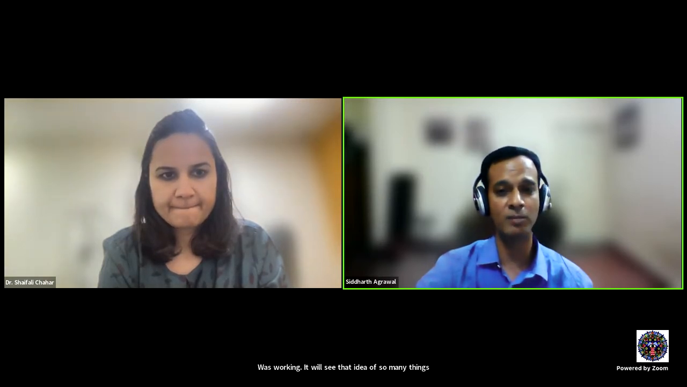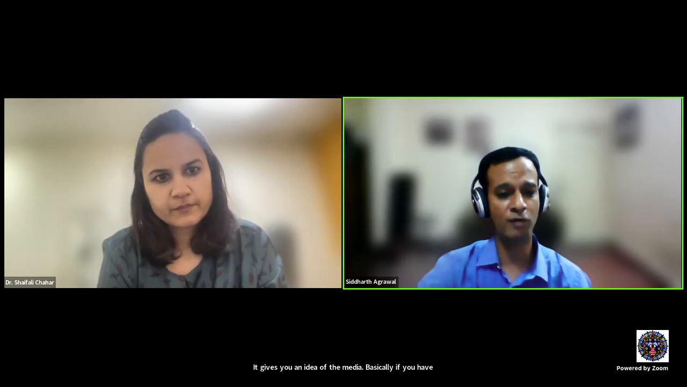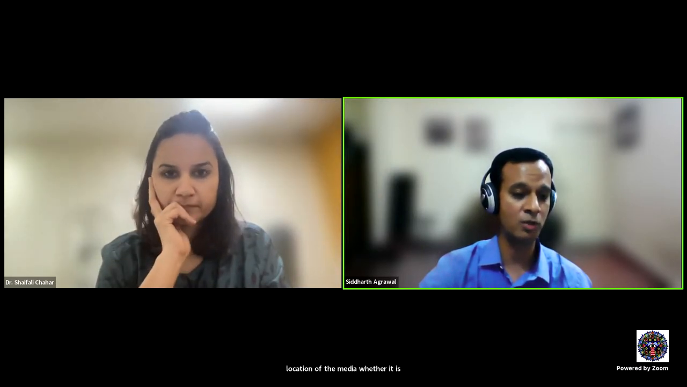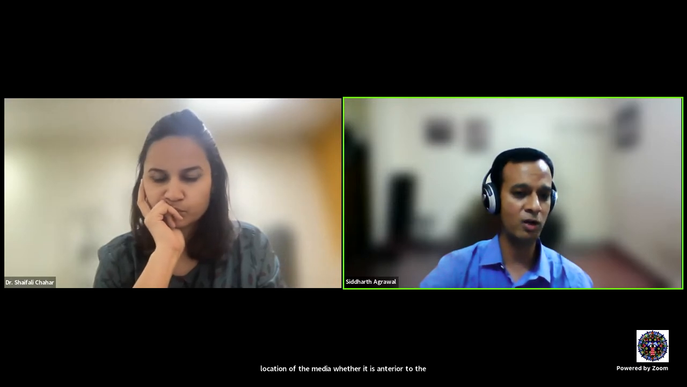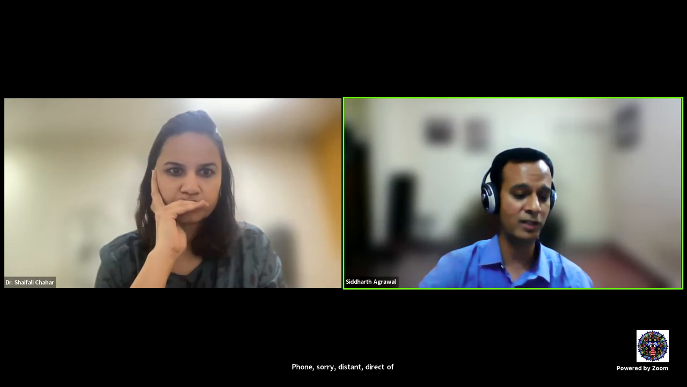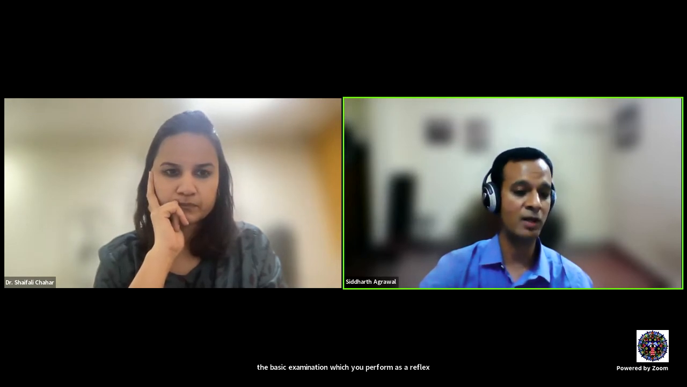It gives you an idea of the media opacity. You have a rough idea of the refractive error. As you move the globe, it gives you an idea of the location of the media opacity, whether it is anterior to the nodal point or posterior to the nodal point. So a distant direct ophthalmoscopy should be the basic examination which you perform as a reflex tool prior to having a peep into the retina.